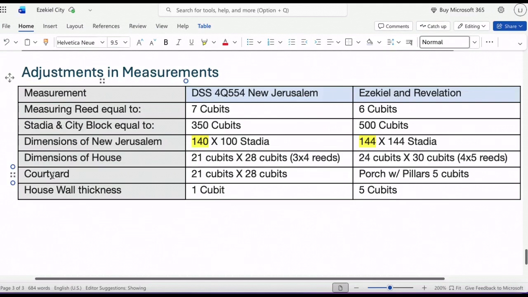They have a courtyard, which is equal to the footprint of the house or dwelling place. And in ours, we have a porch with pillars proceeding 5 cubits from the building. The thickness of their wall of the house is 1 cubit, and ours is 5. So I just wanted to show you we did have to make some adjustments, and the reasons why. It's important you understand the reasons why in these details.